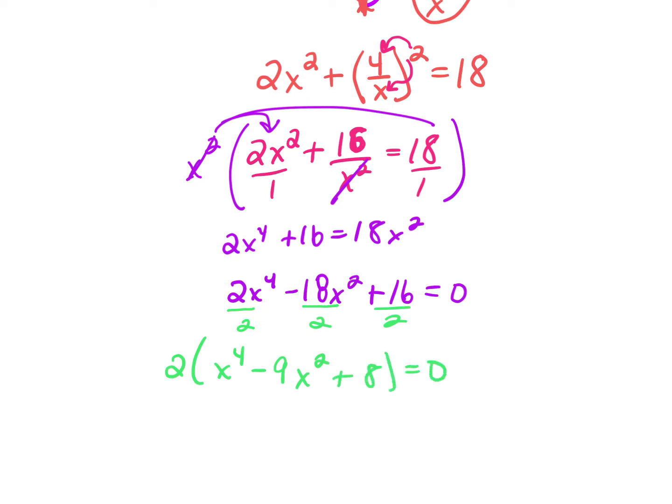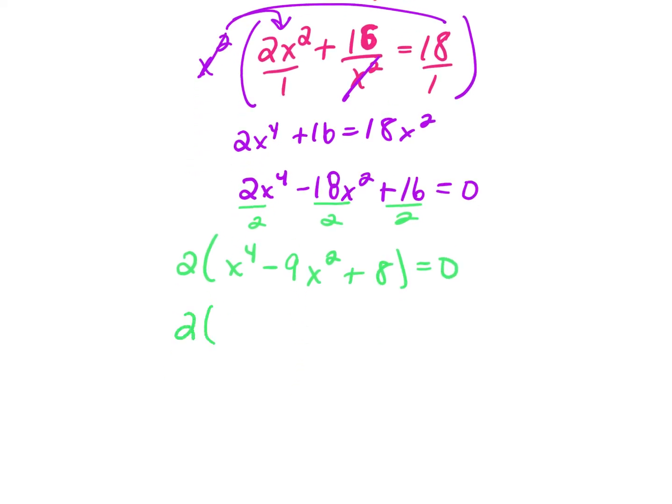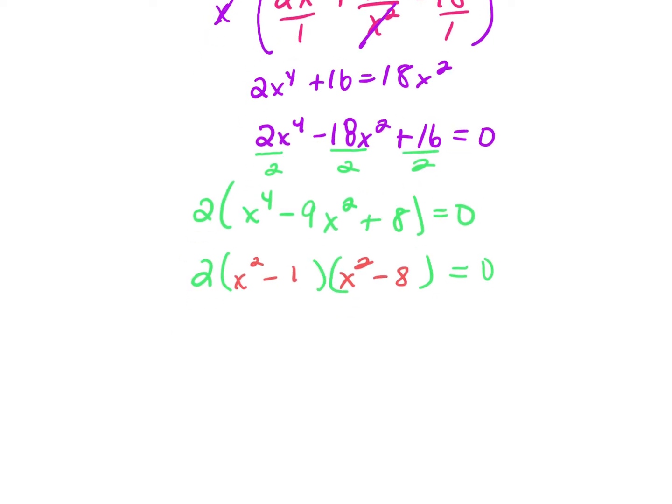So let's think of this just like we would a normal factoring problem. I have my 2 out in front. Guys, what times what gives me x to the fourth? X squared, good. Now, what are the factors of positive 8 that could multiply to give me a positive 8, but add to give me a negative 9? 1 and 8. Negative 1, negative 8. Good.